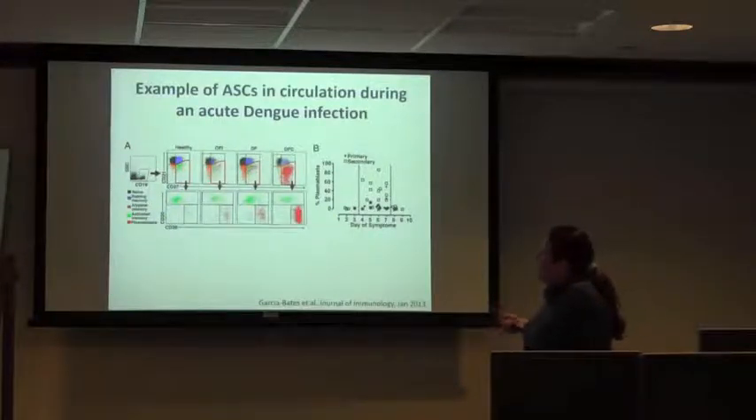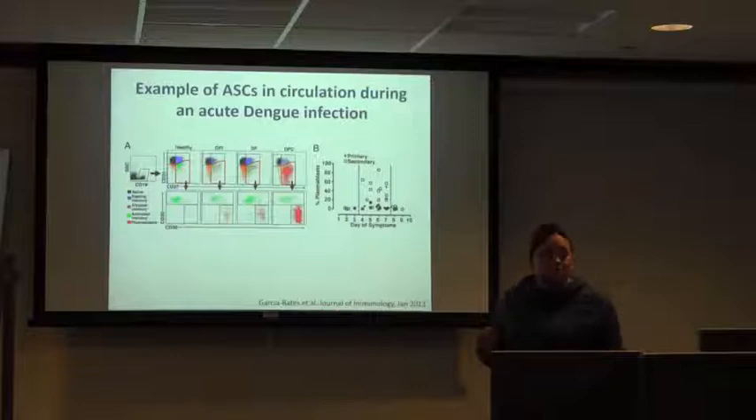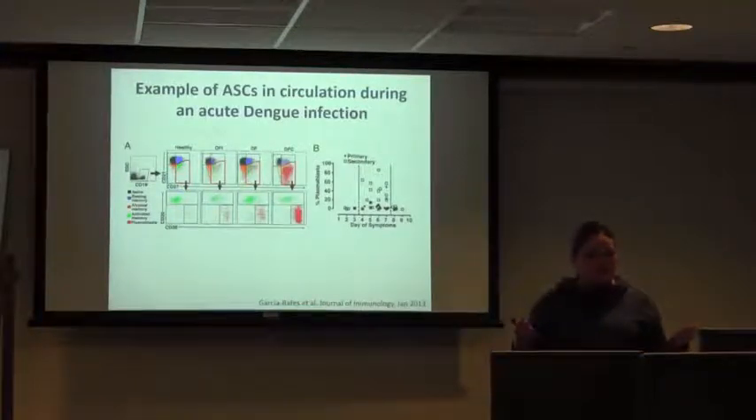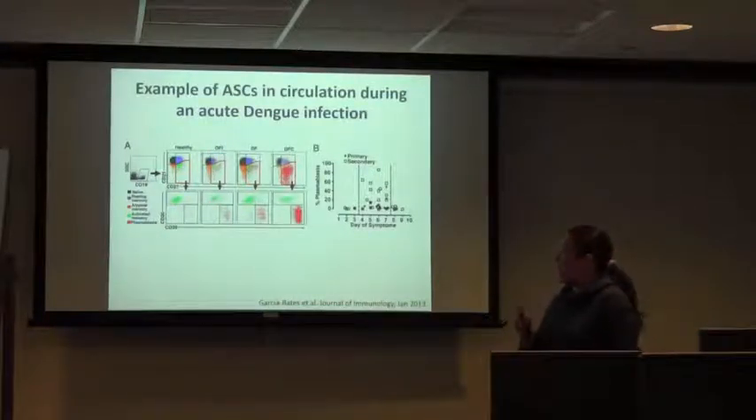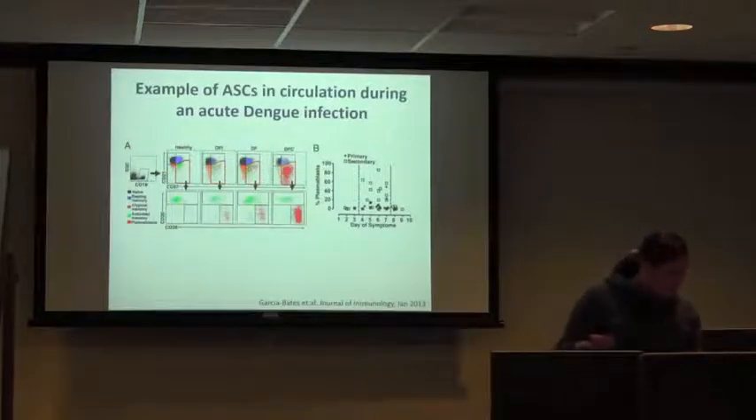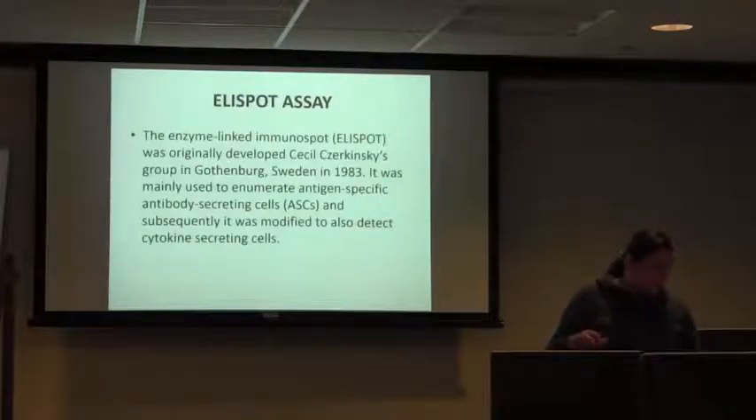So then again, this assay could possibly be used as a diagnosis assay to detect a recent or current acute dengue infection. And not only can we do it by flow cytometry, but we can also do it by ELISPOT assay. And I will show you that data later.